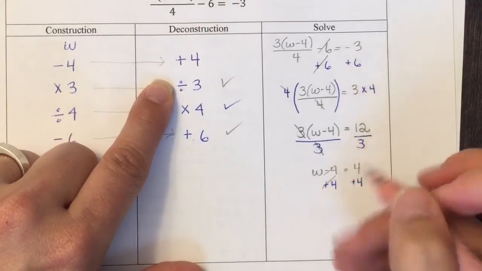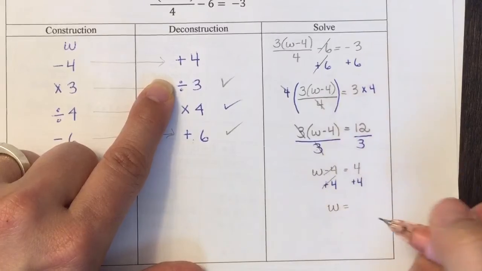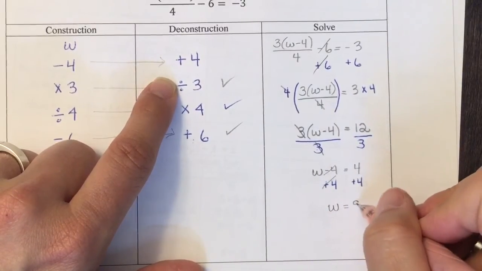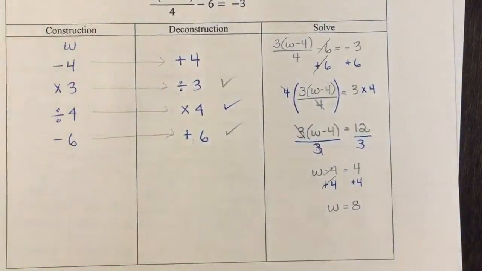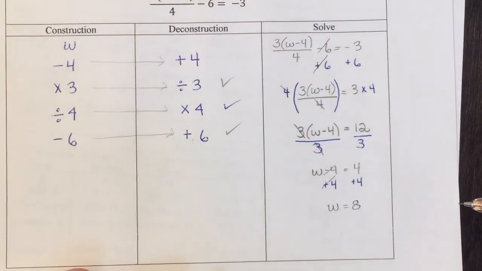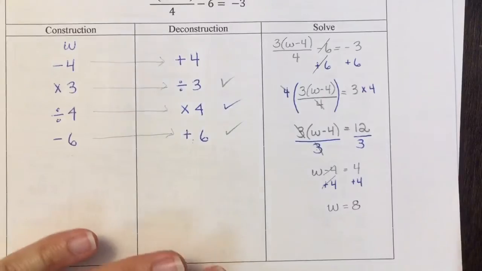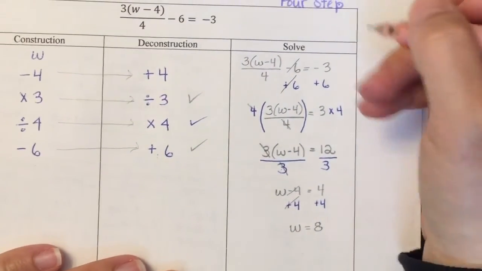Okay, 4's cancel out. I'm left with w. Okay, and 4 plus 4 is 8. Hey, oh, I love this. This feels so satisfying. Okay, w equals 8. So let's check and see if we got that right.